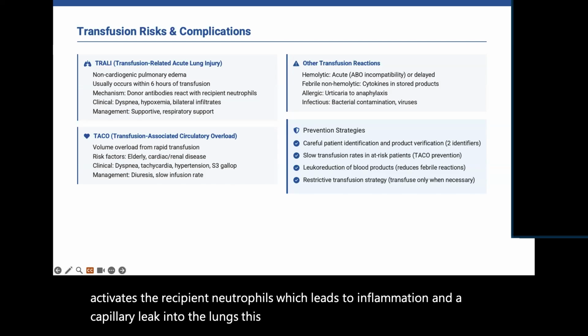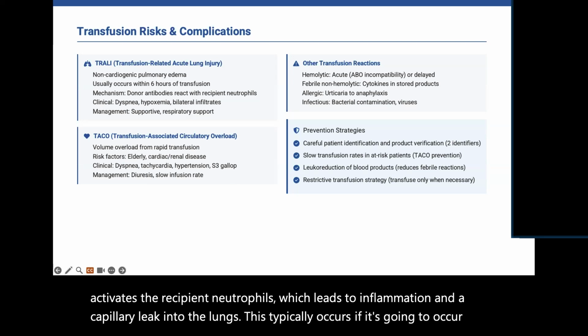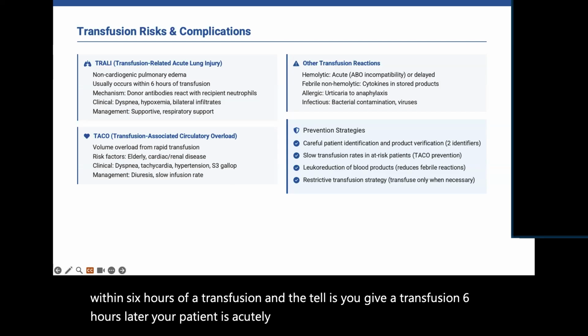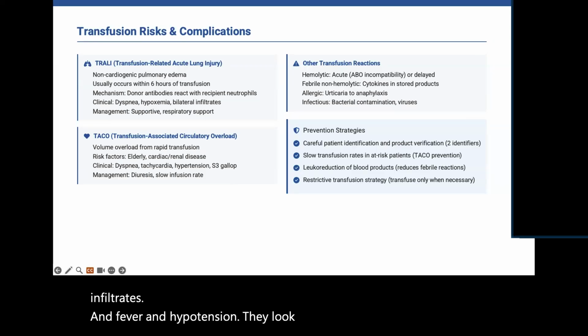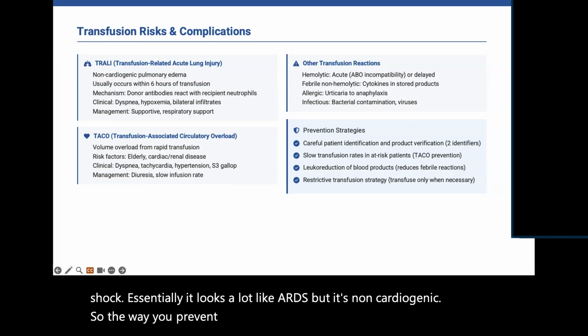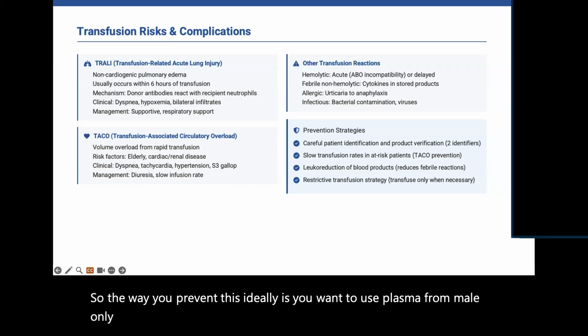This typically occurs within 6 hours of a transfusion. The tell is you give a transfusion, 6 hours later your patient is acutely hypoxic with bilateral pulmonary infiltrates and fever and hypotension. They look like they basically got into shock. It looks a lot like ARDS, but it's non-cardiogenic. So the way you prevent this, ideally, is you want to use plasma from male-only donors or antibody-screened donors, and you also want to minimize the risk of unnecessary transfusion.